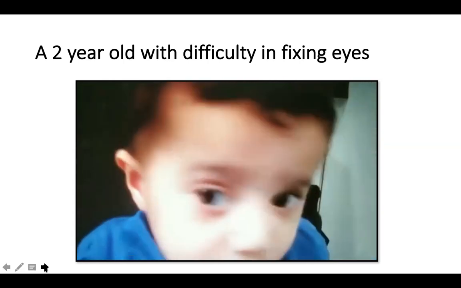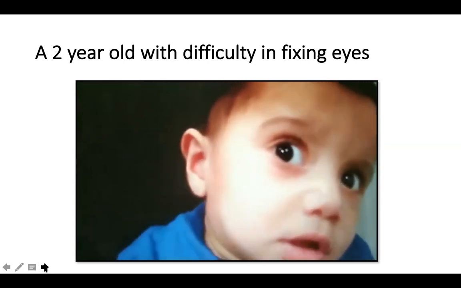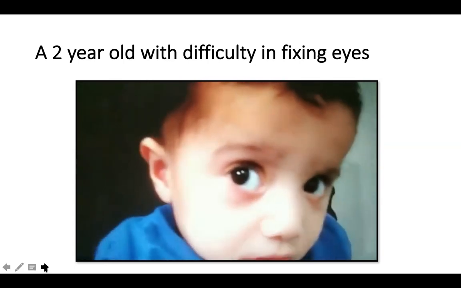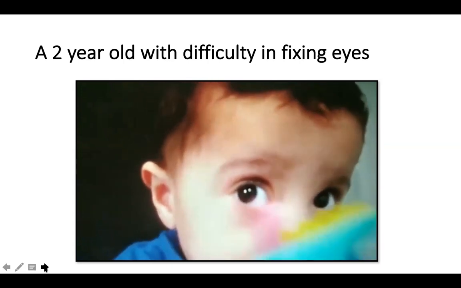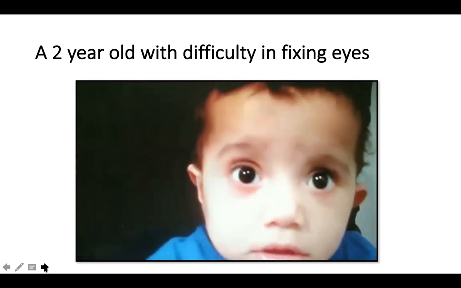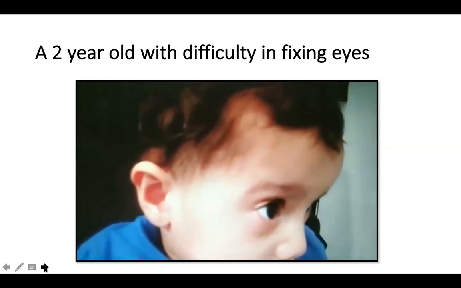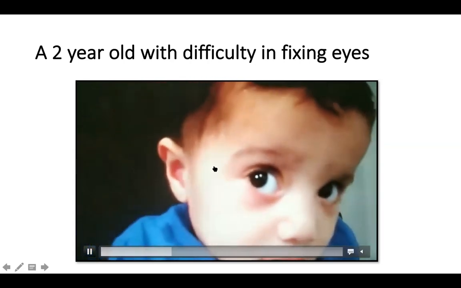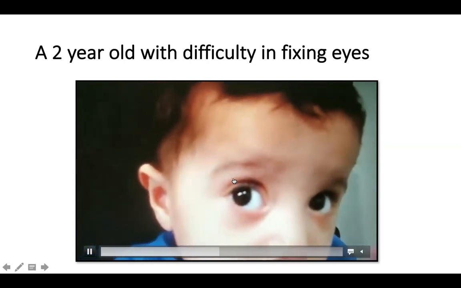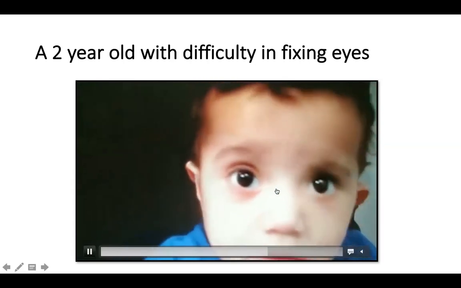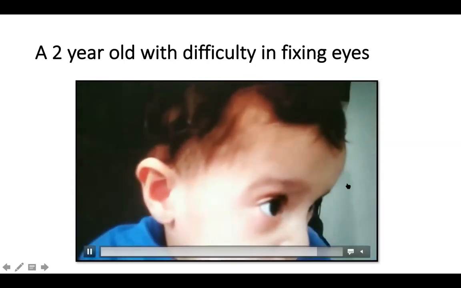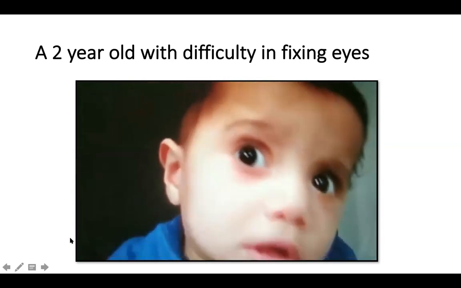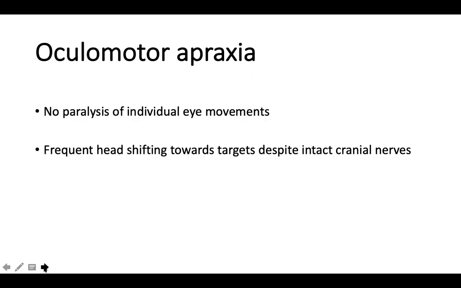So this is a child with oculomotor apraxia. Okay, as I told you, it's a problem in maintaining smooth pursuit and in performing saccades. Because of unusual saccades, the child has to thrust his head to look at targets. In this video, you can clearly see the examiner moves the toy, okay, right, and the child has to turn his head to look at the toy. These are known as head thrusting movements of oculomotor apraxia. There is no paralysis of individual movements, but there is frequent head shifting towards the target despite intact cranial nerves.